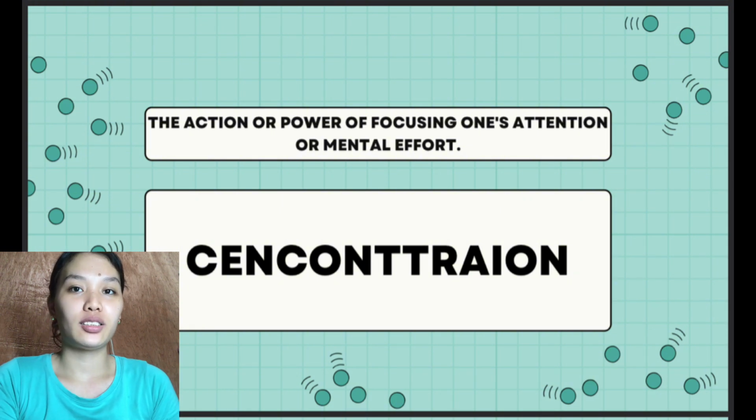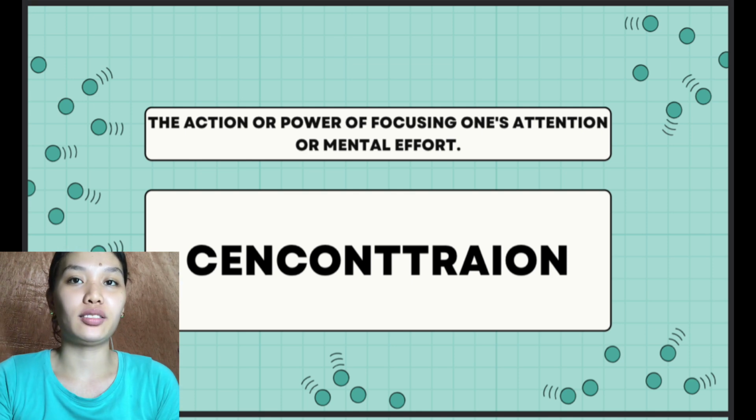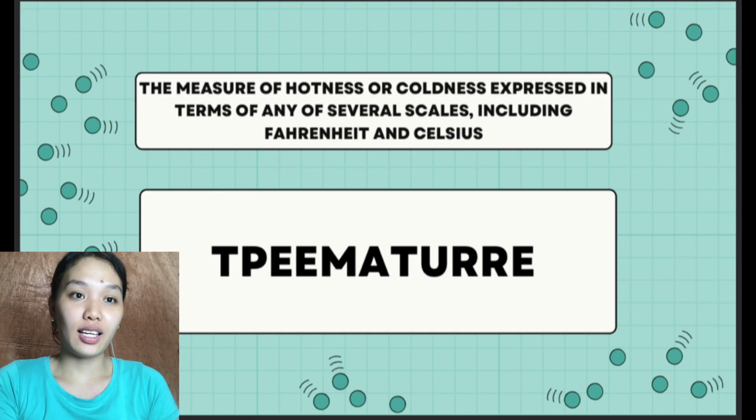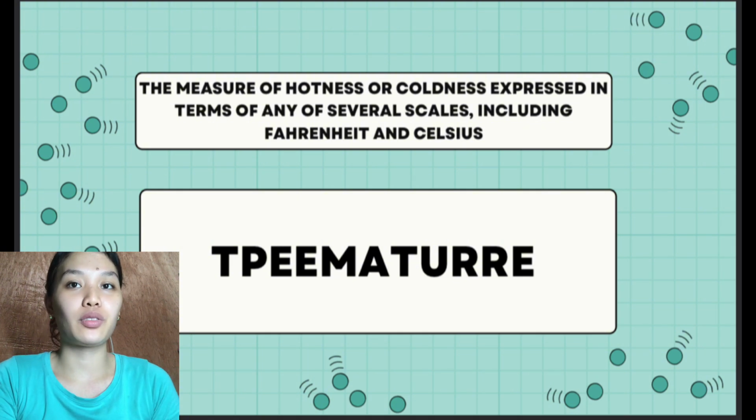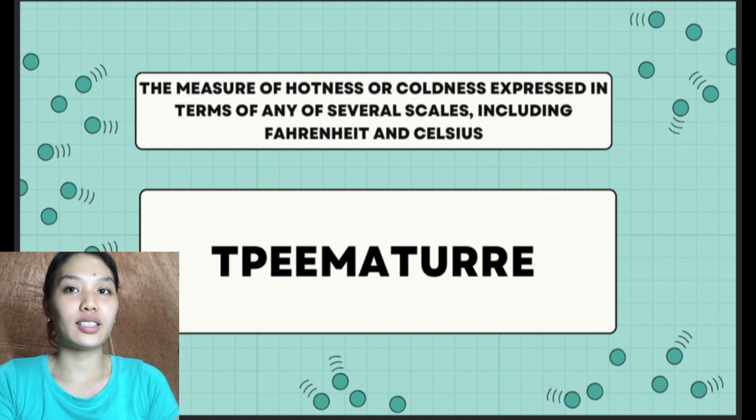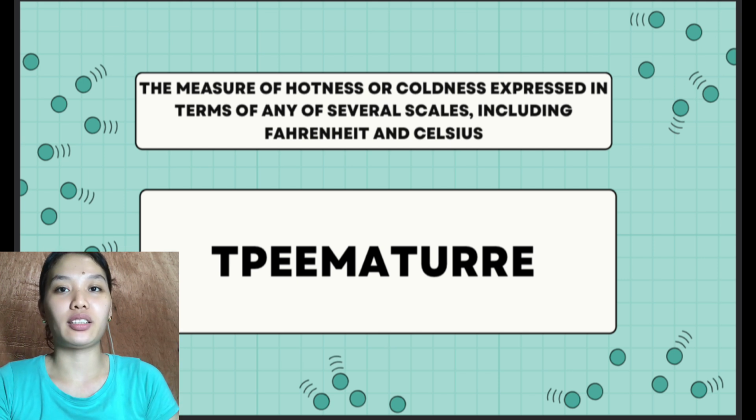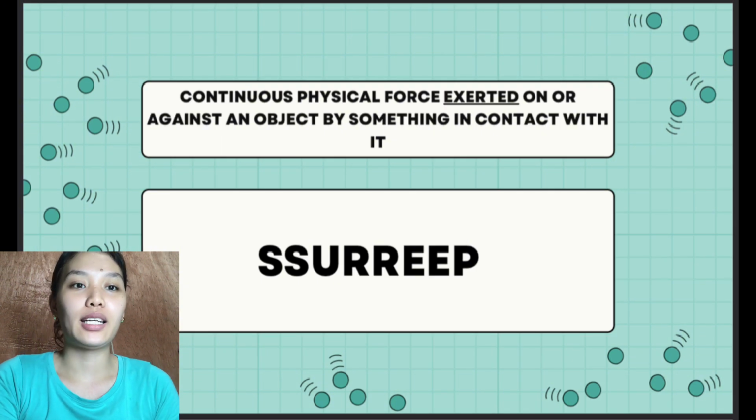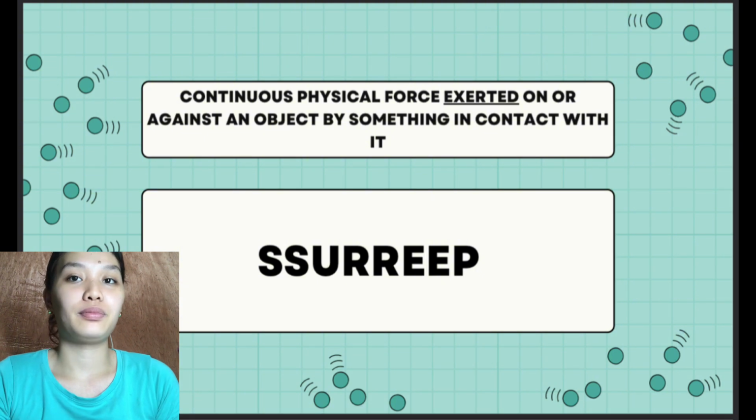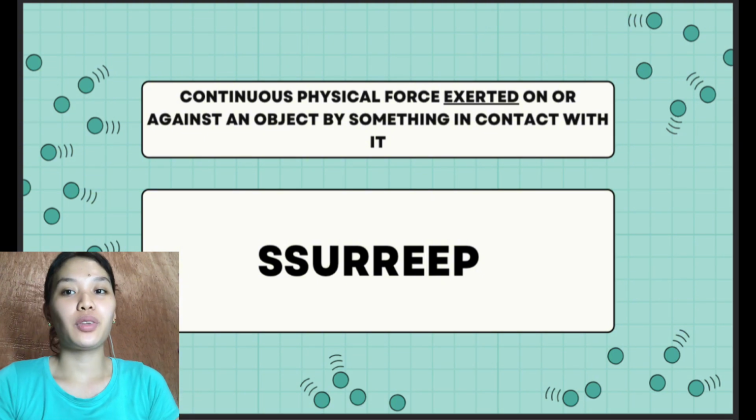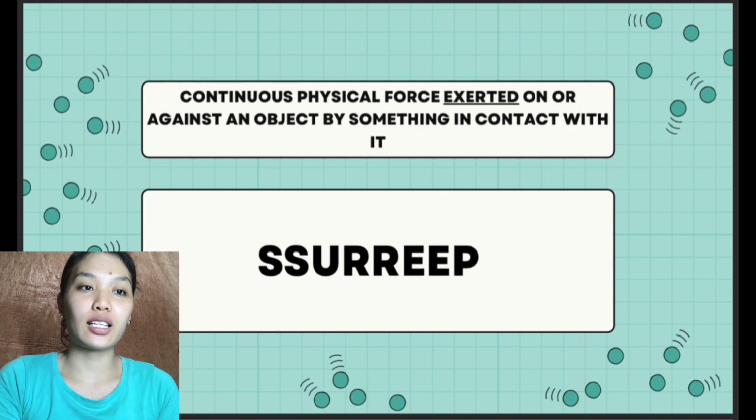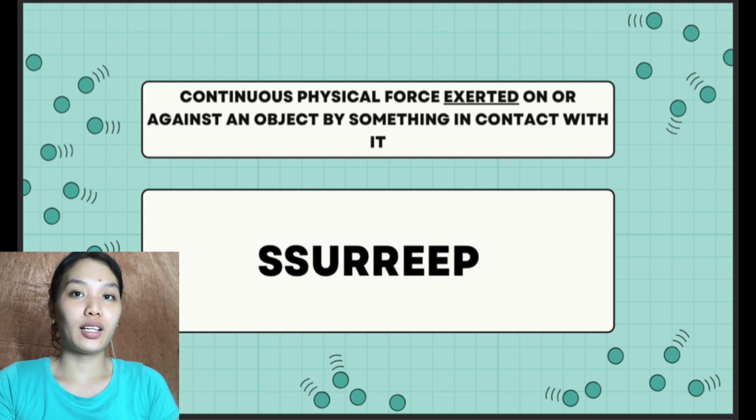So this one is the action or power of focusing one's attention or mental effort. Yes, concentration. It is the measure of hotness or cold expressed in terms of any of several scales including Fahrenheit and Celsius. Yes, temperature. And the last one is the continuous physical force exerted on or against an object by something in contact with it. Yes, it is pressure. So these words are connected to our today's discussion, which is chemical equilibrium.